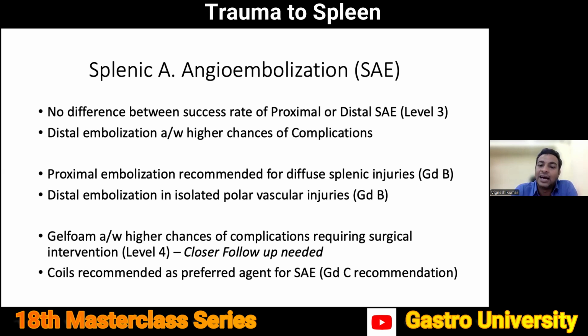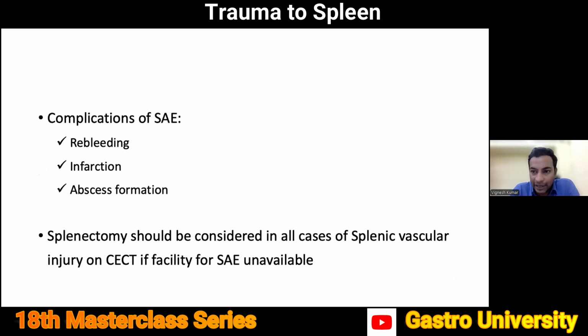Gel foam again has a higher chance of complication, in the sense that there is a higher chance of rebleed in these patients. So coils are preferred in patients who have splenic injuries. Like I've already mentioned, the complications of angioembolization include rebleeding, infarction, and abscess formation. If one does not have facilities for angioembolization and detects a vascular injury on a CT, one should definitely contemplate going ahead with a splenectomy in these kinds of patients.